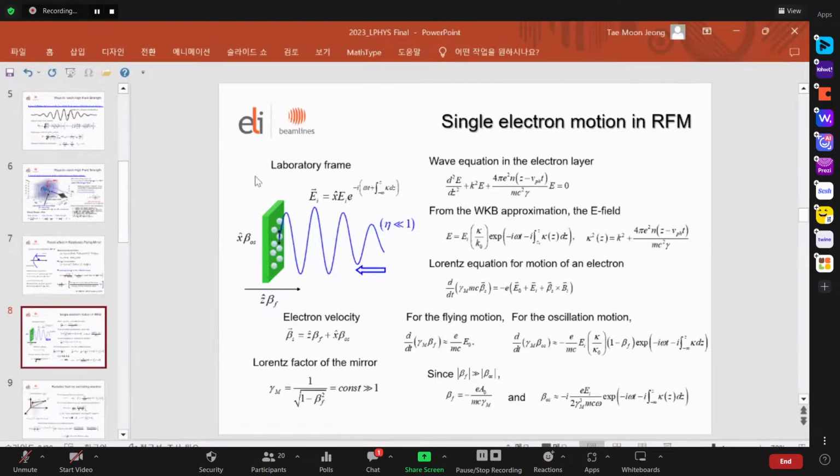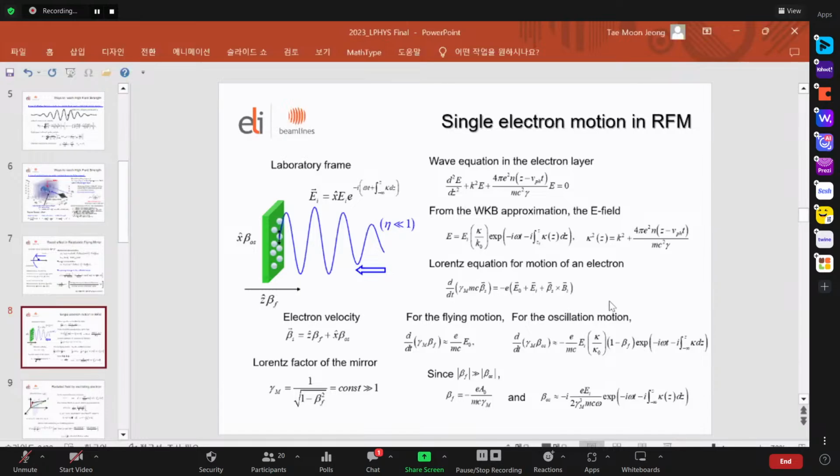So this is the situation. The plasma medium is moving from the left to the right, and the counter-propagating wave is moving from the right to the left here. But in this case, the normalized vector potential should be much lower than 1. And then the wave equation can be expressed in this way. By using the WKB approximation, the electric field strength in the plasma medium can be expressed in this way. And then the electron motion can be described by using the Lorentz equation in this way.